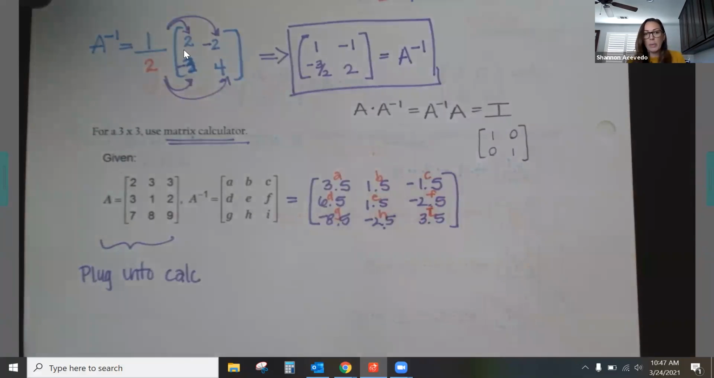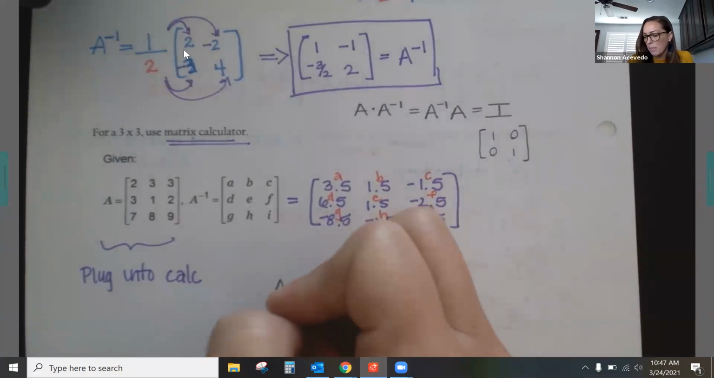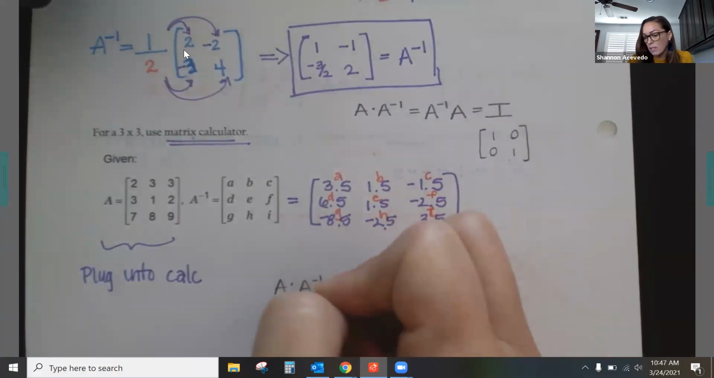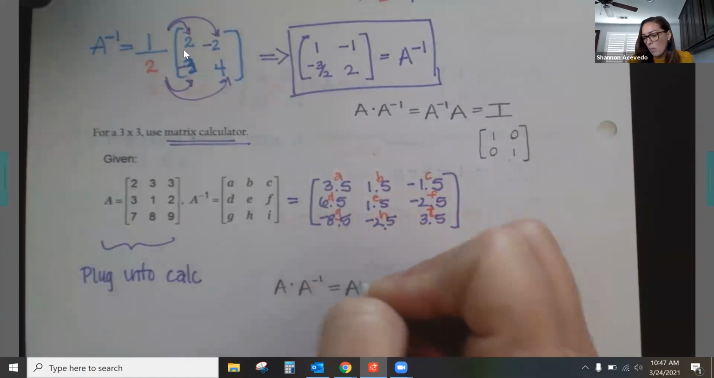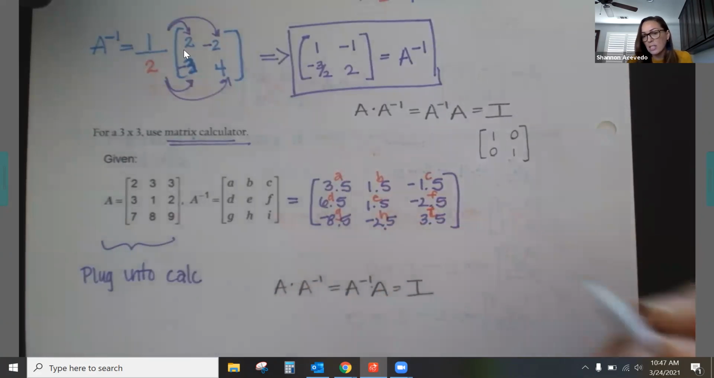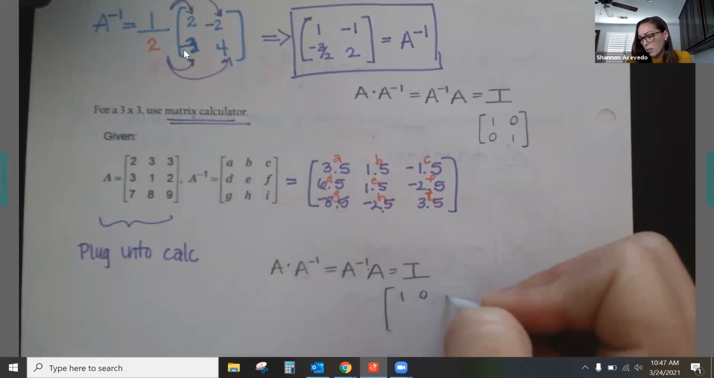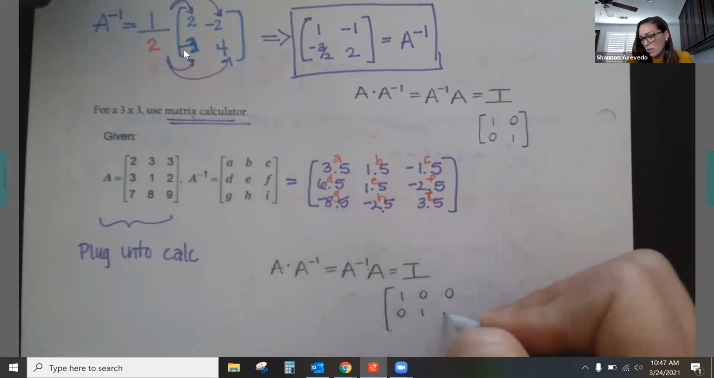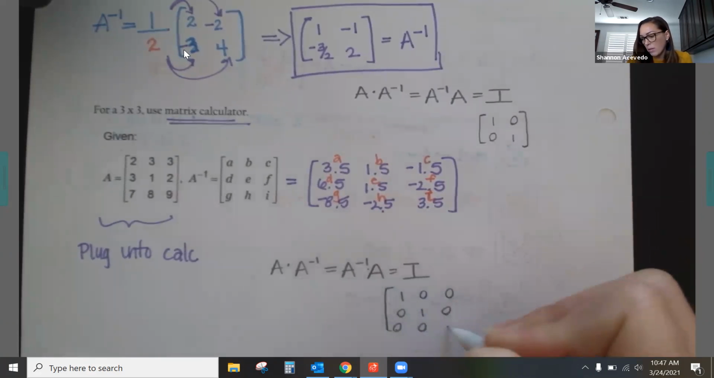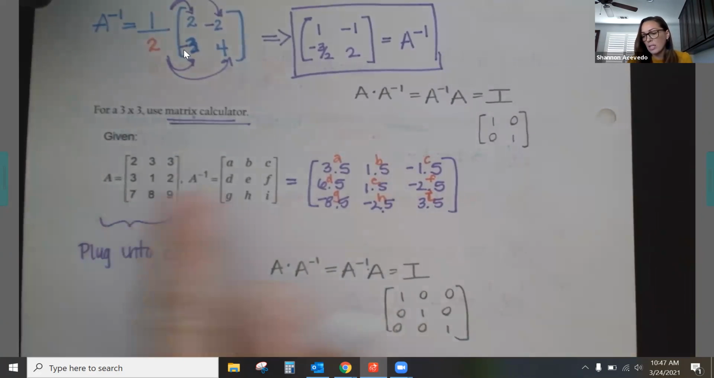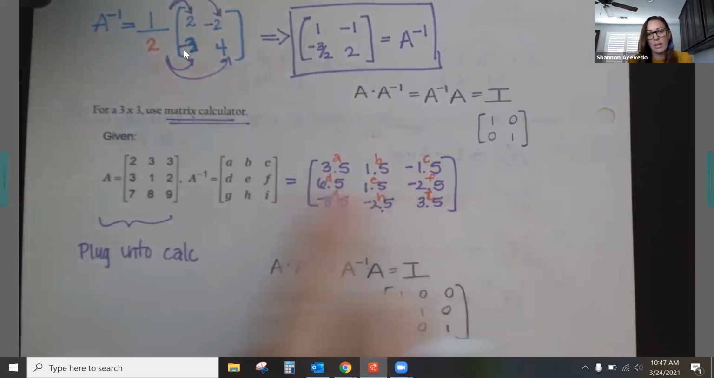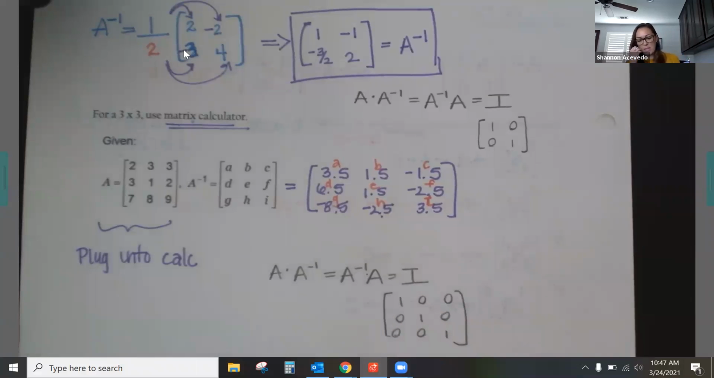And just like the 2 by 2, if I multiply my A times my inverse for the 3 by 3, it would be the inverse times A, which is going to be my identity. So for my 3 by 3, that identity is a 1, 0, 0, 0, 1, 0, 0, 0, 1. So if I put these two together in there and I multiplied them, I would end up with this matrix. And of course, you could test it out.